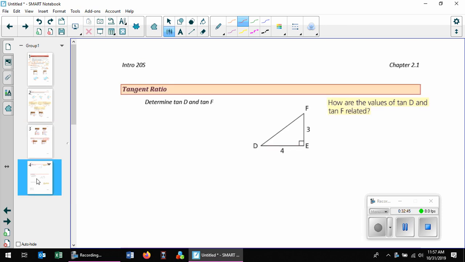All right. So, here's the thing, ladies and gentlemen. Determine tan D. So that means I'm finding the ratio. And what do I want for the ratio? I want it as a fraction. Step one, I need to find what angle I'm dealing with first. It wants tan of D, so what angle am I dealing with? D. So I'm going to indicate that angle right here. What side is 4? It's my adjacent side. What side is 3?